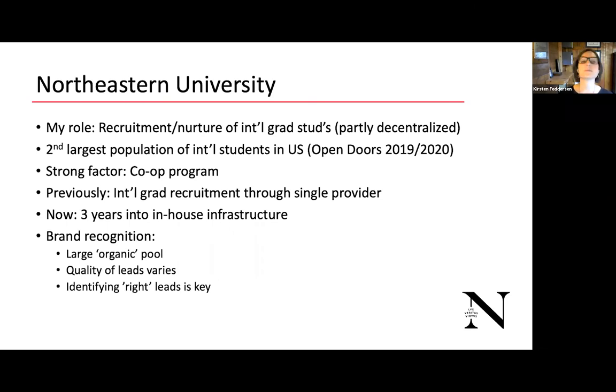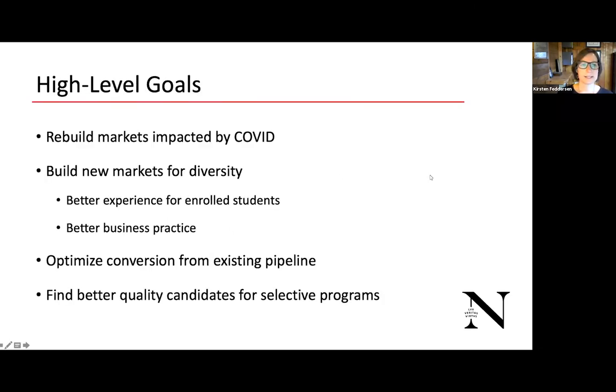So with that, the high level goals for us right now are, first and foremost, to rebuild some of the markets that were impacted by COVID. Just like many other institutions, we were relying on enrollments from a couple of major markets, all of which were impacted by COVID. And so once again, we've all learned the lesson not to over rely on a single market, and that having smaller funnels is still better than relying exclusively on larger ones. So that's part of what we're aiming to do right now.